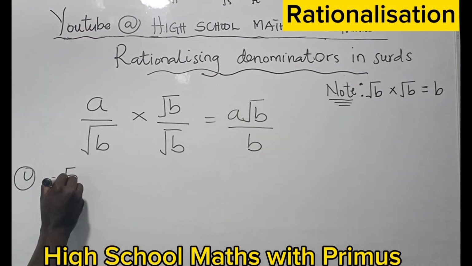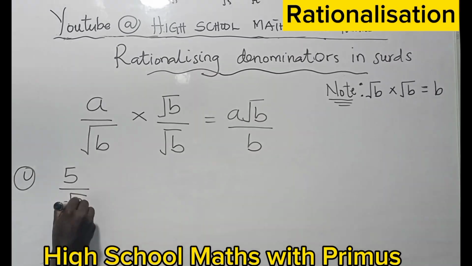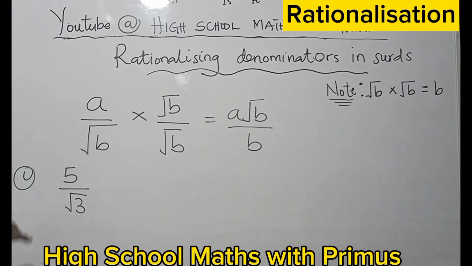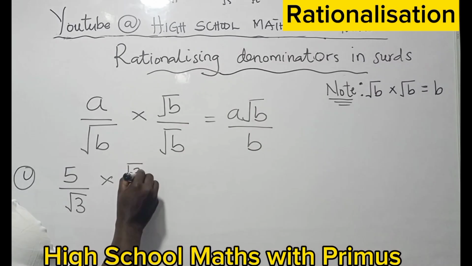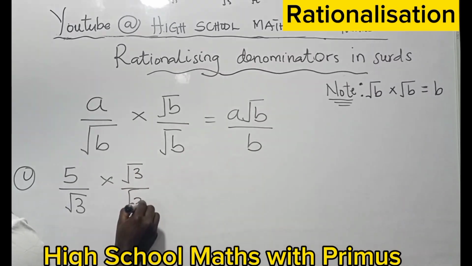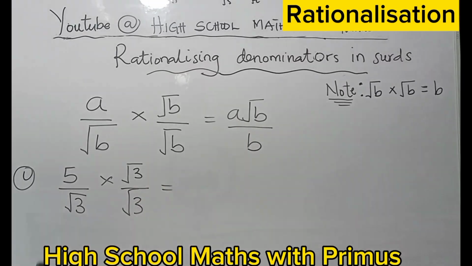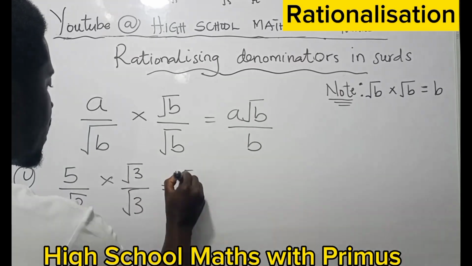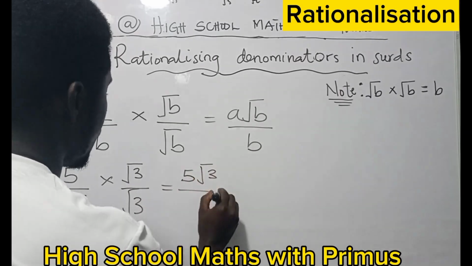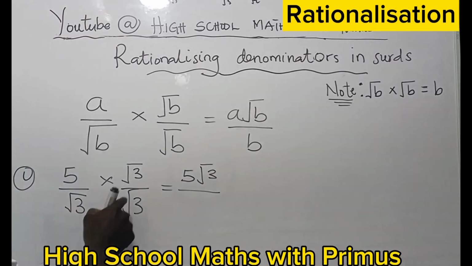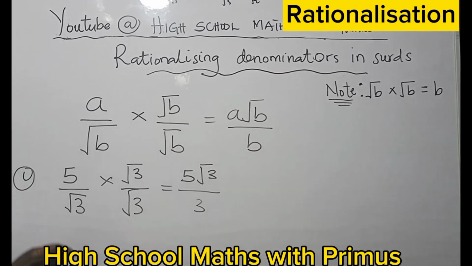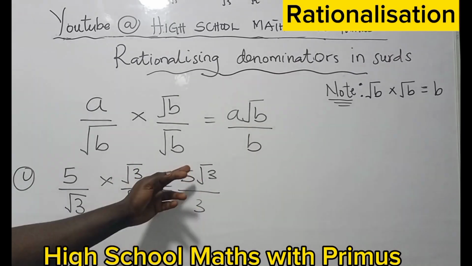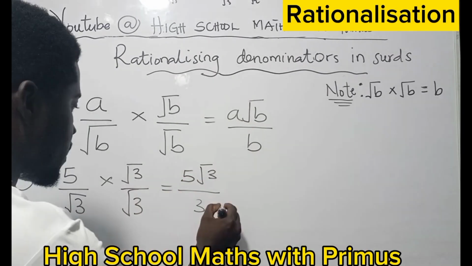Let's take an example: 5 over root 3. Root 3 is an irrational number. It is a surd, so we have to rationalize it. We then multiply both the numerator and the denominator by root 3. 5 times root 3 is giving me 5 root 3, over root 3 times root 3, which is 3. Now, 5 over root 3 has been rationalized, and it is now 5 root 3 over 3. This is the end result.